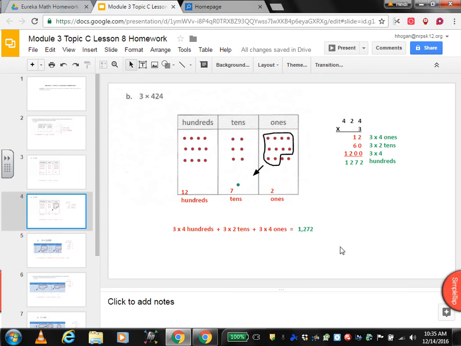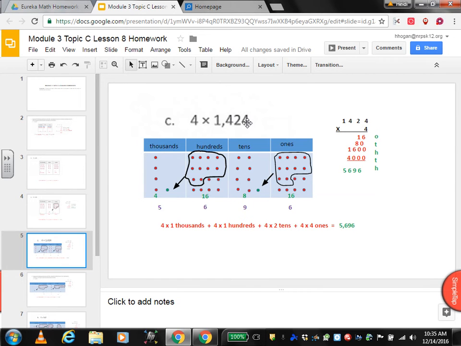And if we do it with partial products, we do the ones first. 3 times 4 ones is 12. 3 times 2 tens is 60. 3 times 4 hundreds is 1,200. 1,272.